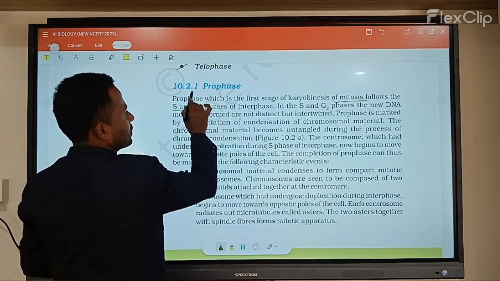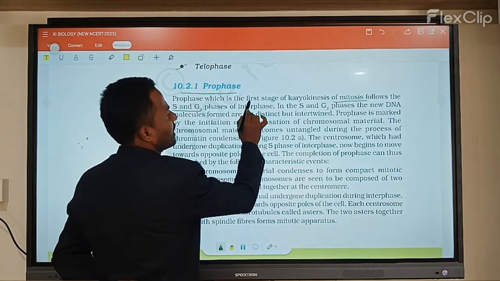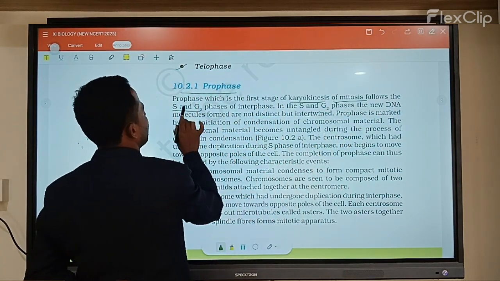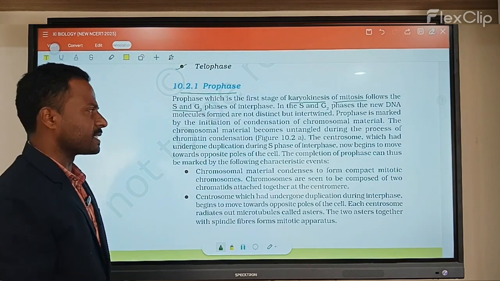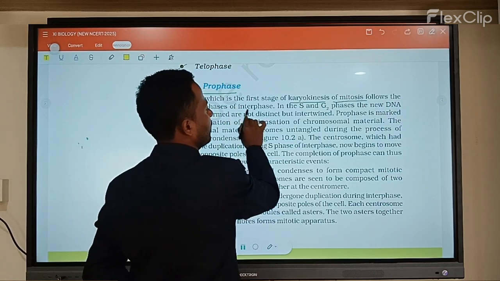Here we first discuss prophase. Prophase, which is the first stage of karyokinesis of mitosis, follows the S and G2 phases of interphase. It is present right after them.